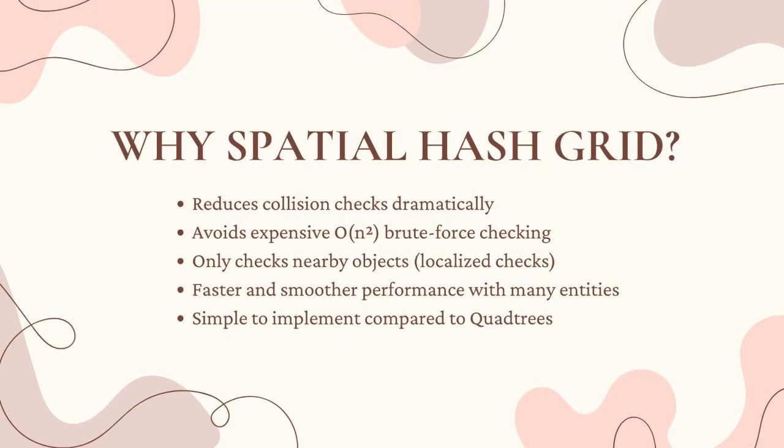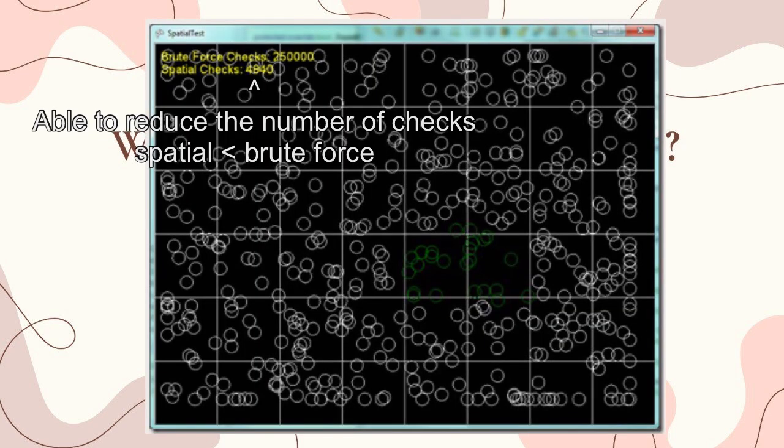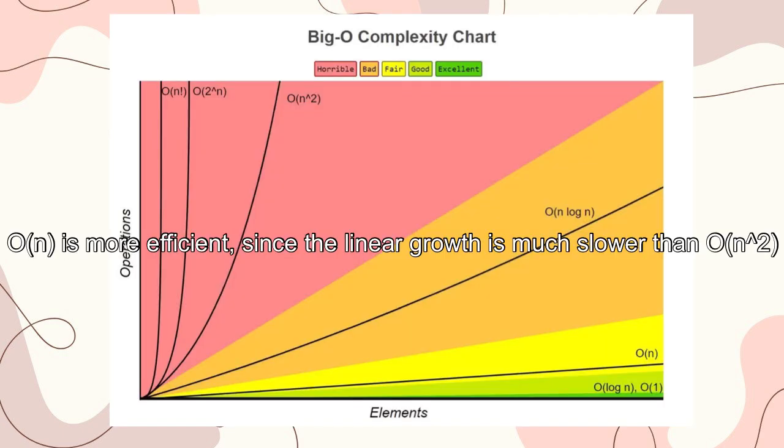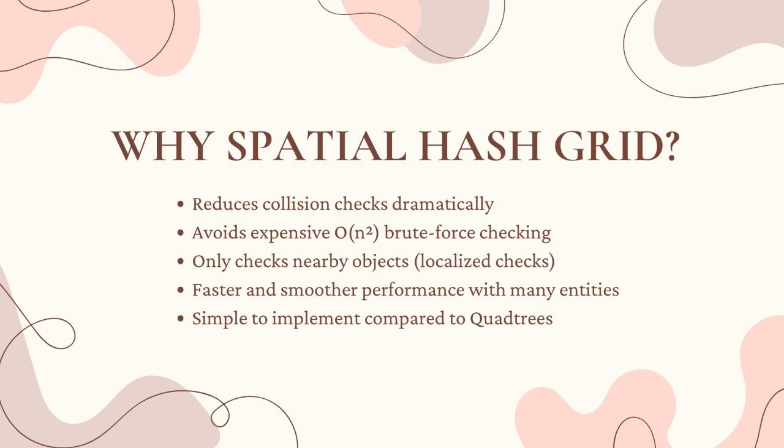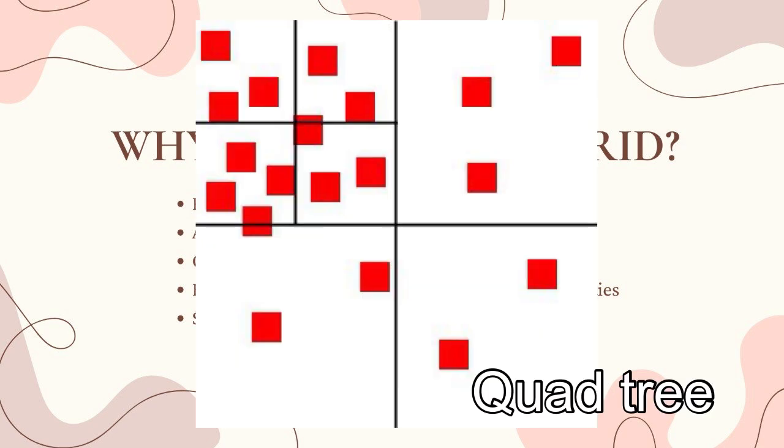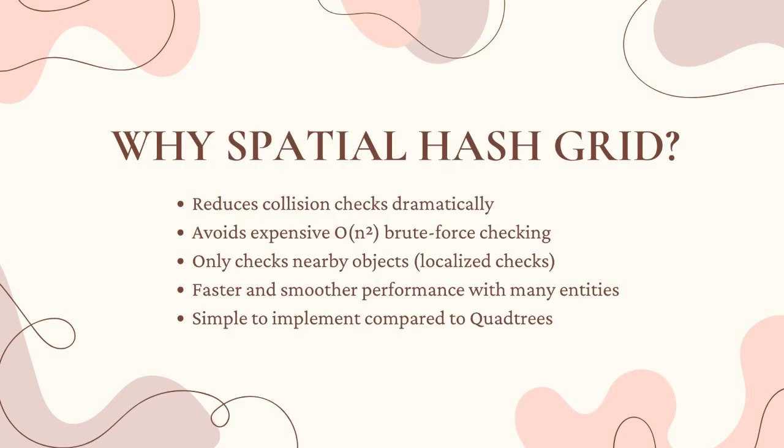So the reason why we decided to use a spatial hash grid is because it dramatically reduces collision checks. It avoids expensive brute force O(n) squared comparisons and focuses only on nearby objects. This gives smoother performance when many entities are on the screen. It's also much simpler to implement than tree structures like quad tree. And it also works really well for fast-moving objects where we rebuild the grid every frame.